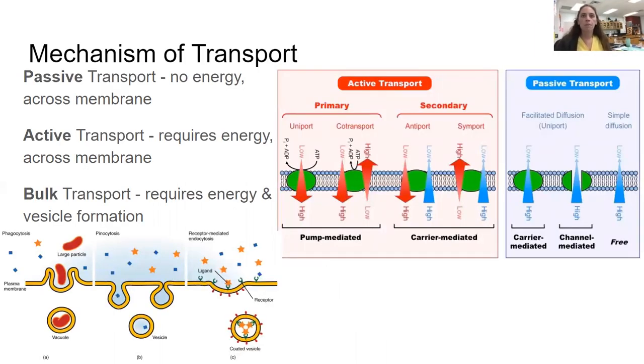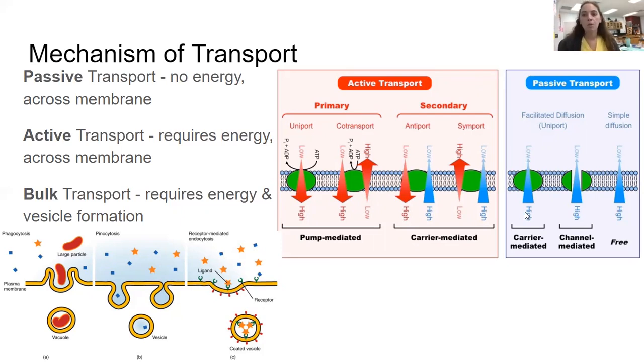So first, our mechanisms of transport. Here are the three mechanisms that we'll then focus on and go more in depth through our notes today. The first is passive transport. Passive transport requires no energy, and molecules are going to be moved across the membrane either directly through the plasma membrane itself or through one of the integral proteins.